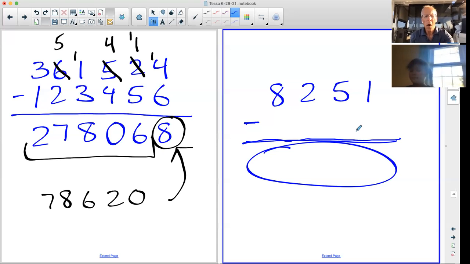And remember, don't tell me your answer. That's the key. And remember, I'm only going to be able to tell you the number you circled if you did it correctly. So make sure you're careful. You're really good at this, Tessa.